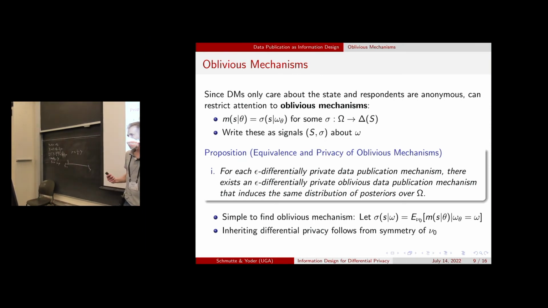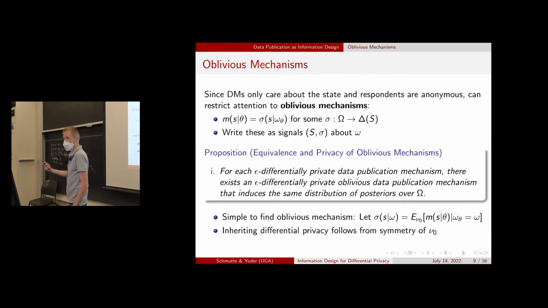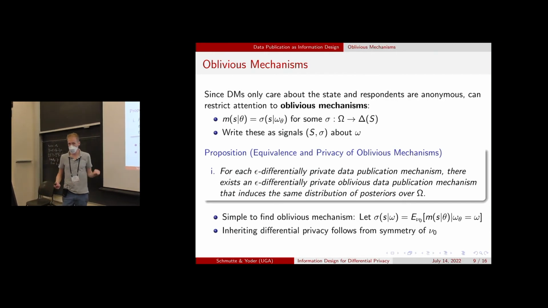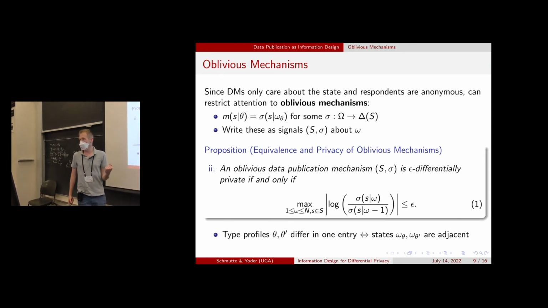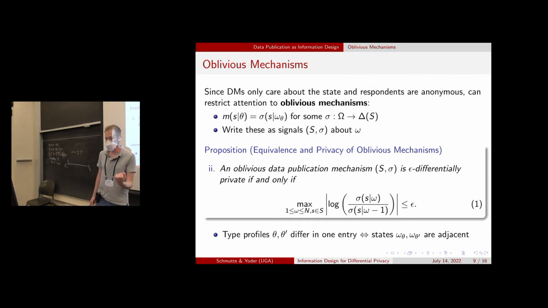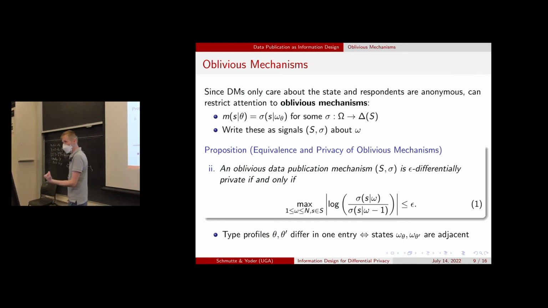So we can restrict attention to oblivious mechanisms. That makes our designer's problem a lot easier. We don't have to mess around with type profiles, just with states. And when we do that, we can simplify our differential privacy criterion. Instead of bounding the log likelihood ratio of type profiles that differ in one entry, we can bound the log likelihood ratio of states that are adjacent. Why? Because when we change one entry in our database, we're either changing a 0 or a 1 to a 1 or vice versa. So we're changing the total number of people who have type 1 by 1. So we're changing the state by 1.